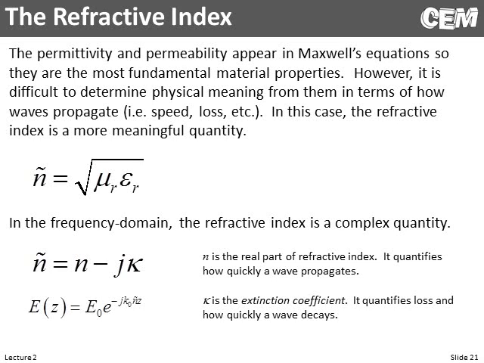Whereas if we were to go back to the complex permittivity, it's not clear, given real and imaginary numbers, what's happening. It's not clear how fast it decays. It's not clear how quickly the wave would propagate. But given refractive index, the real part is how fast the wave goes, and the imaginary part is how quickly it decays. So it's a much more physical parameter in my mind. And the imaginary part, that kappa, is called the extinction coefficient.